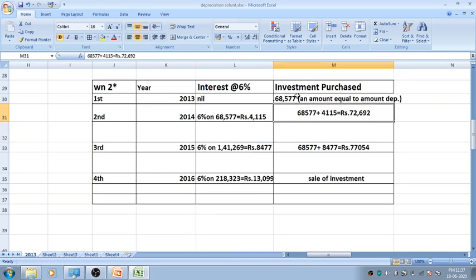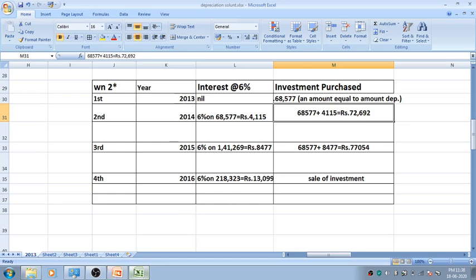Okay. Now, when we calculate the investment purchase, there is a working note given here. In the first year, it was amount equal to depreciation, as I told you. Second year, it is depreciation amount of that year, of the corresponding year where we are writing the journal entries, 2014. What is the depreciation? 68,577 plus 4,115. So 72,692. So that means every year depreciation plus interest together we are investing in the securities. So our investment will keep on increasing as our interest increases.